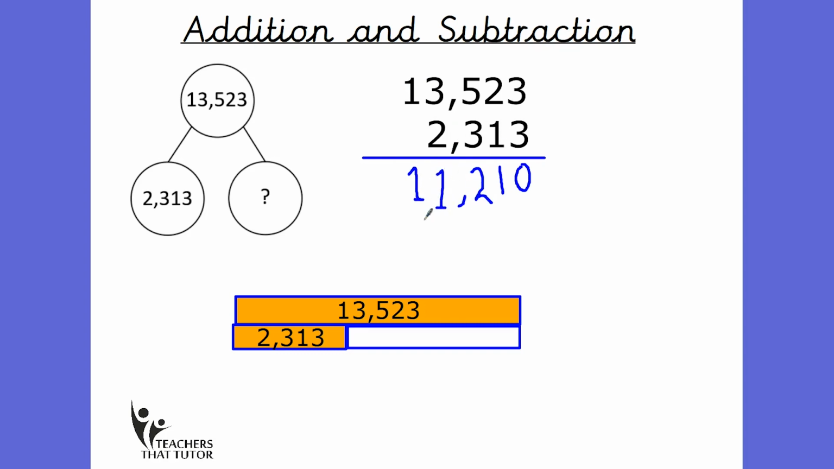So looking at the bar model here, that would then be that 2,313, if we added it to 11,210, then we would get our whole here, 13,523. So this is just a different way that addition and subtraction can be laid out. This is called the part-part whole model, and this is called the bar model.